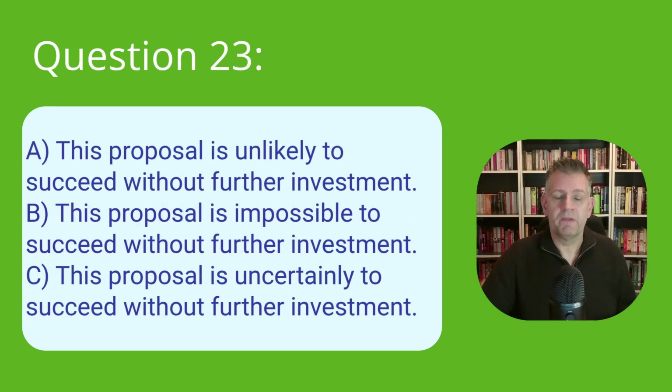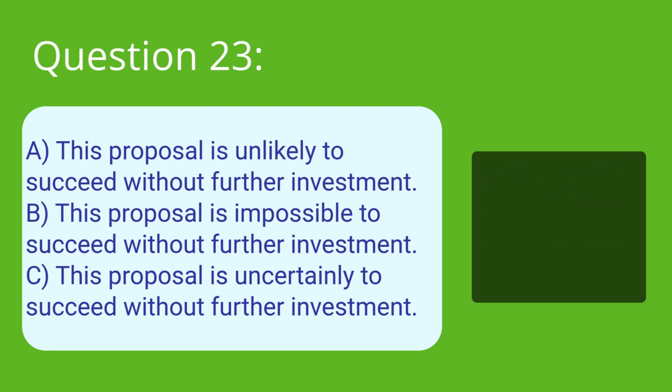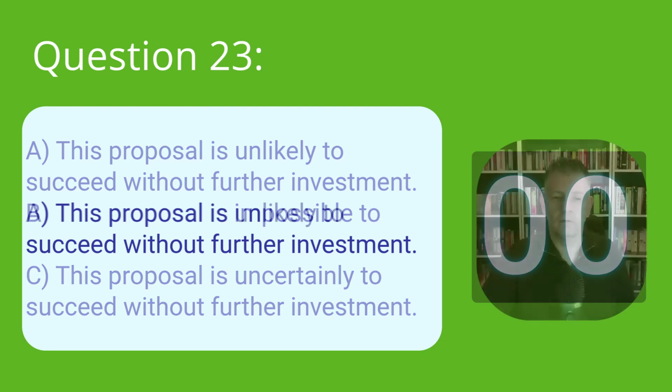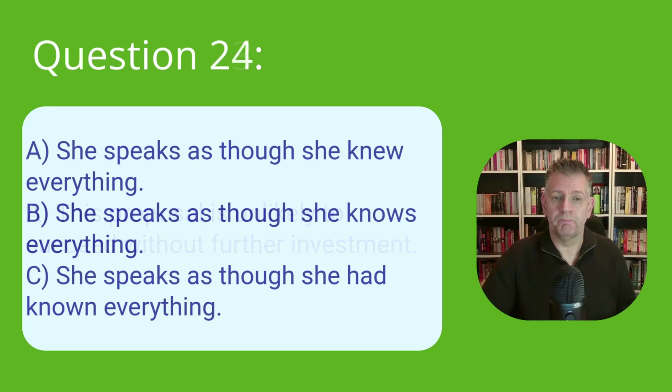Question 23. A. This proposal is unlikely to succeed without further investment. B. This proposal is impossible to succeed without further investment. Or C. This proposal is uncertainly to succeed without further investment. The answer is A. This proposal is unlikely to succeed without further investment.